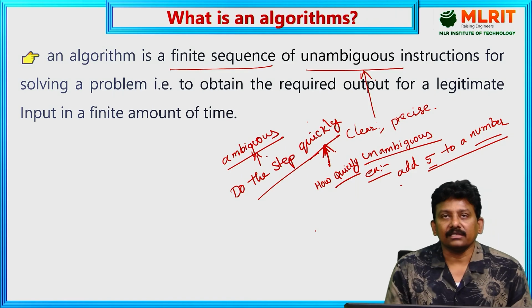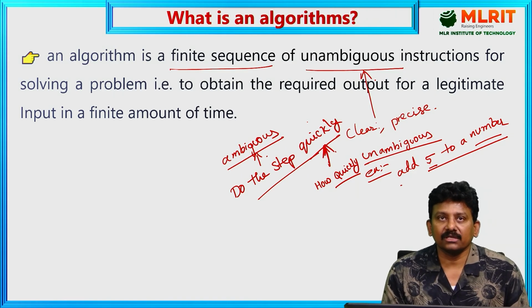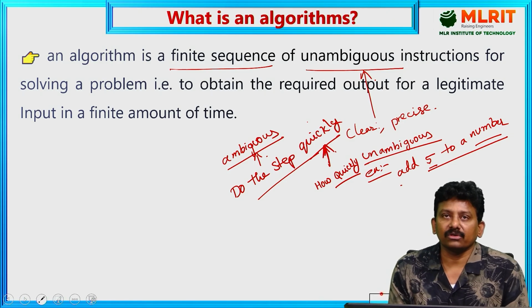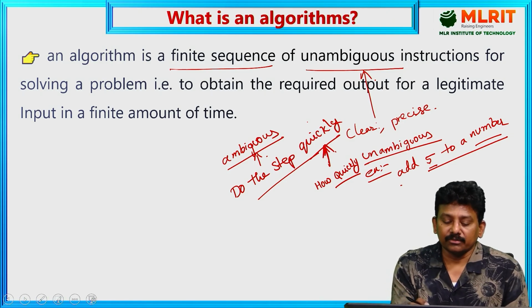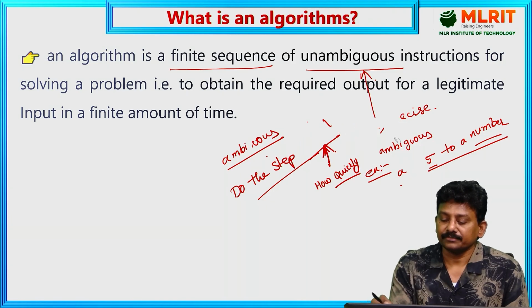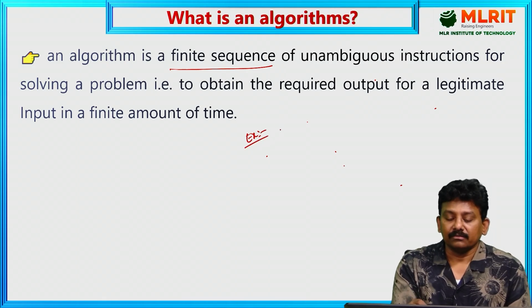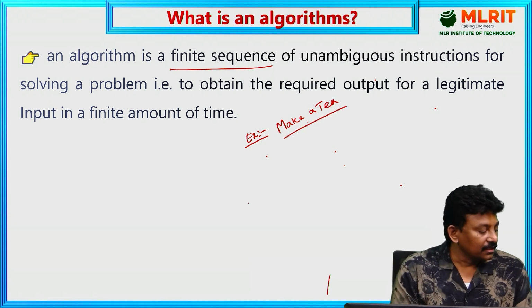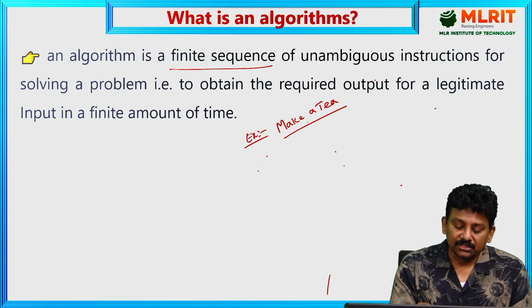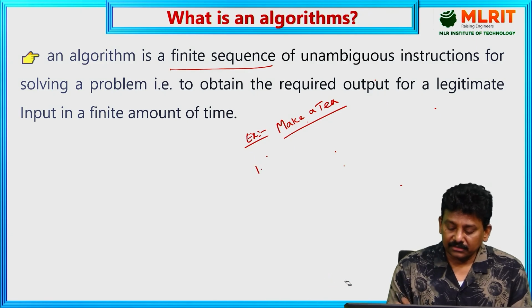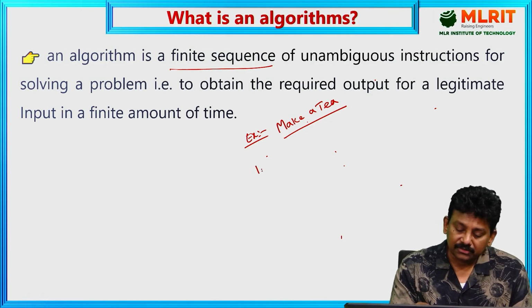So an algorithm is a finite sequence of unambiguous instructions for solving a problem to obtain the required output for a legitimate input in a finite amount of time. We will see a simple real-world example to understand these unambiguous instructions: make a tea. To make a tea, first we will see the ambiguous instructions.